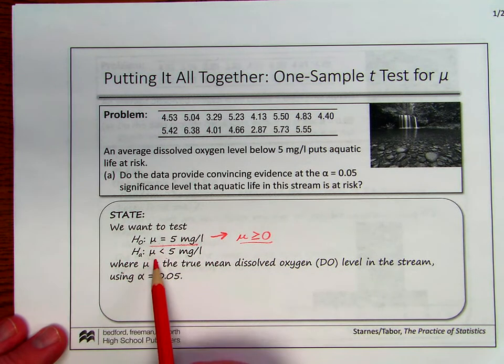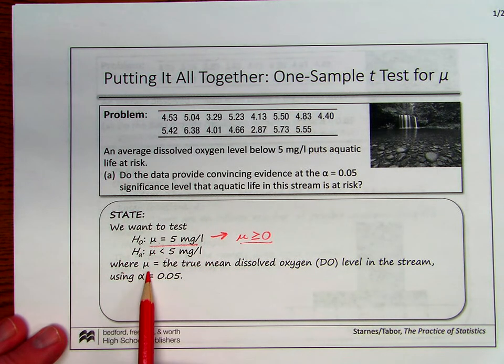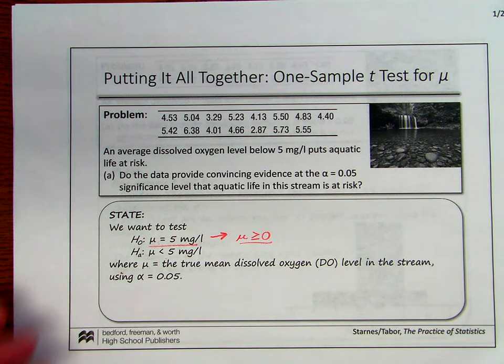Whatever variable you use here, you have to make sure you specifically define. You should state whatever your alpha level is, or your significance level. Alpha level and significance level mean the same thing. If you are not given one, default to the 0.05. In this case, we were specifically told to use 0.05.